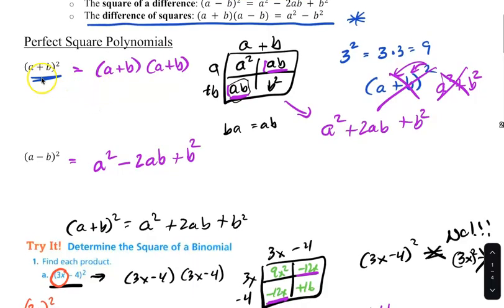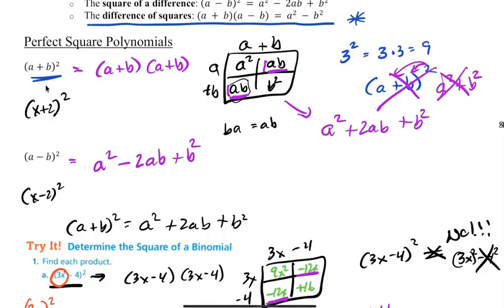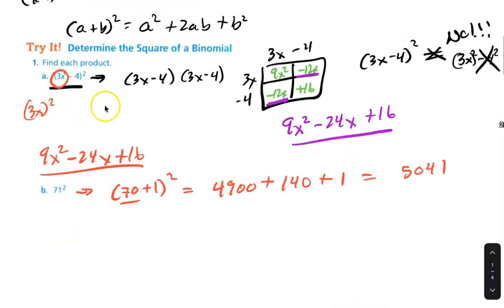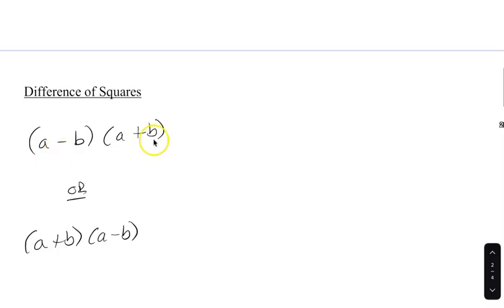The last two we did, they're squared. So a plus b squared. So then this is like x plus 2 squared as an example. This would be like x minus 2 squared. Now we're going to have two separate ones that are the same, but the sign is different.